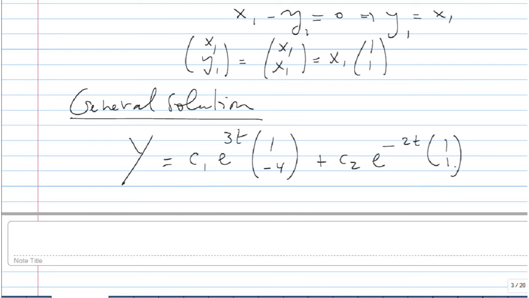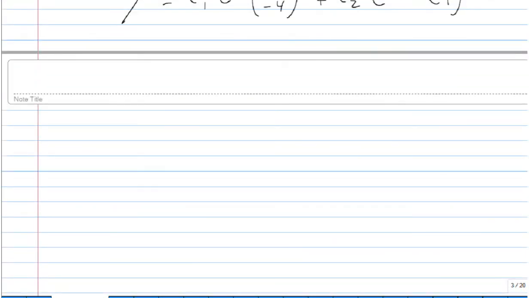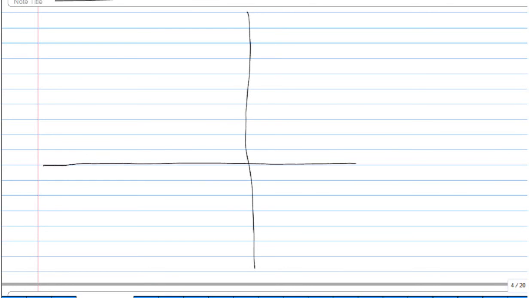So next, we want to find the solutions in the phase plane. So we want to sketch the graph of all the solutions. So here we have the y-axis and the x-axis.